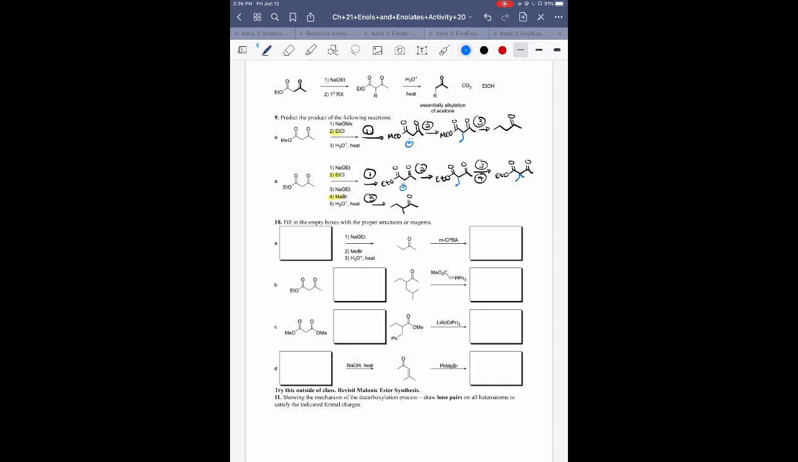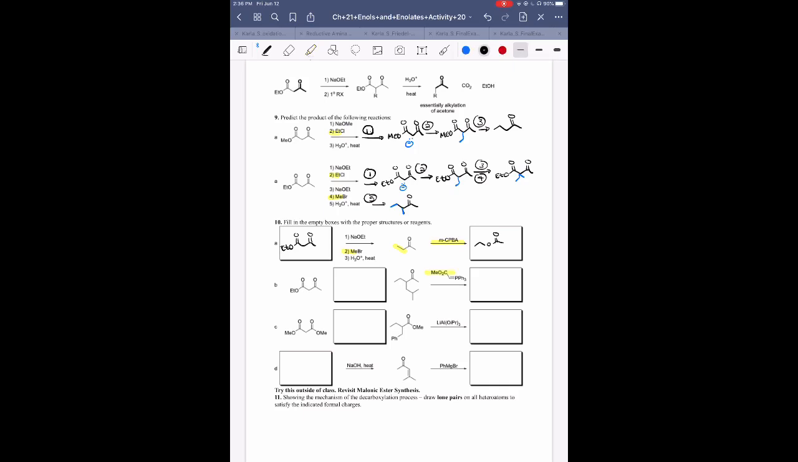So number 10, we're going to fill in the empty boxes with the proper structures and reagents. So we know number A is going to be an acetoacetic ester synthesis. So we know we're only going to have one ester there. And then the intermediate has to have a methyl group. So we know that it's right. And then mCPBA is going to oxidize the intermediate, and that's going to be our product.